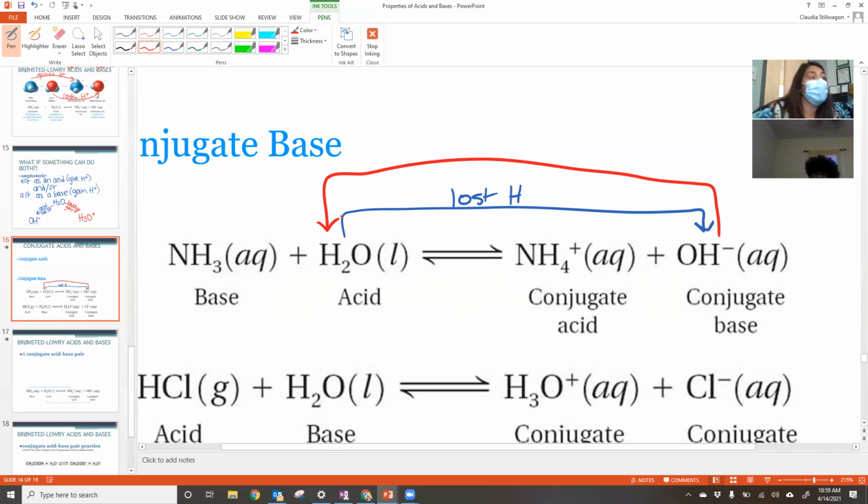Going from OH to H2O, the red arrow. What's the difference? It gained a hydrogen, and gaining a hydrogen is the definition of what? No, not that. What did we say? I've said it multiple times, right? Gaining a hydrogen is what? An acid or a base? A base. That is why it's called a conjugate base, because when the reaction goes the other way, it's acting like a base.